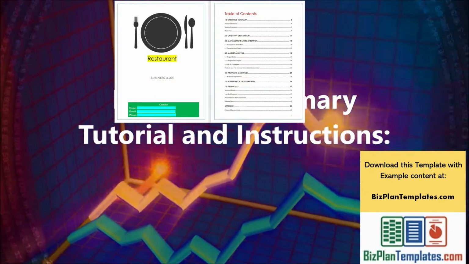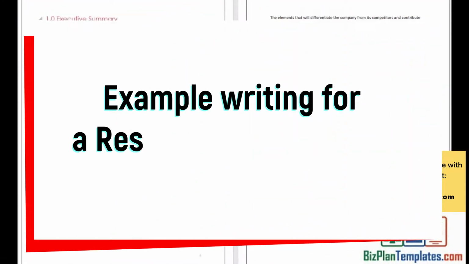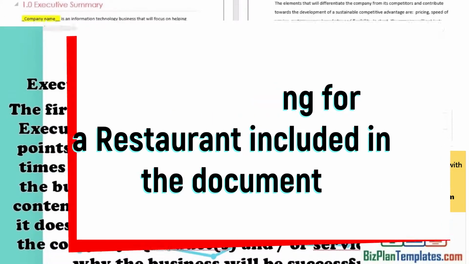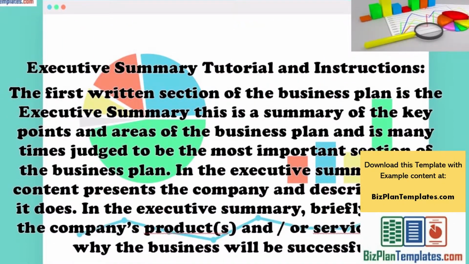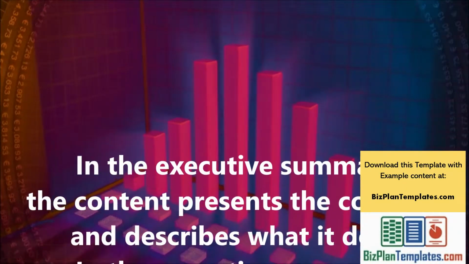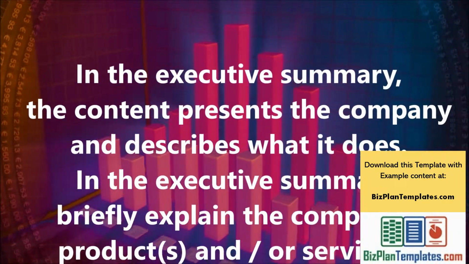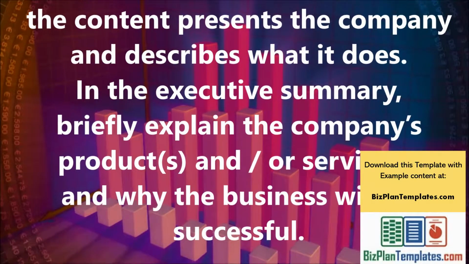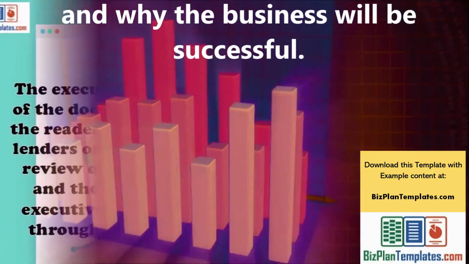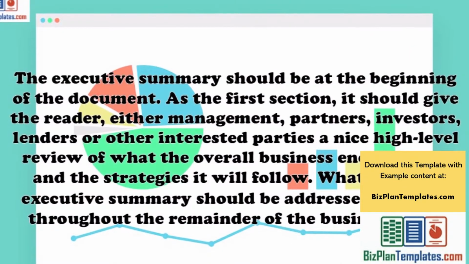The first written section of the business plan is the Executive Summary. This is a summary of the key points and areas of the business plan and is many times judged to be the most important section of the business plan. In the Executive Summary, the content presents the company and describes what it does. Briefly explain the company's products and/or services and why the business will be successful.